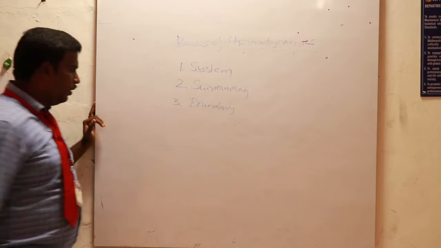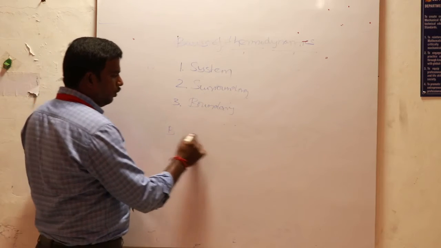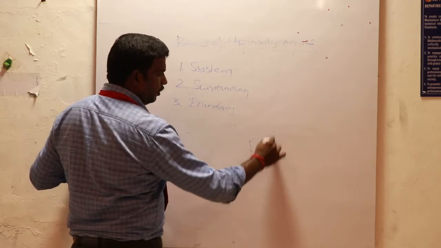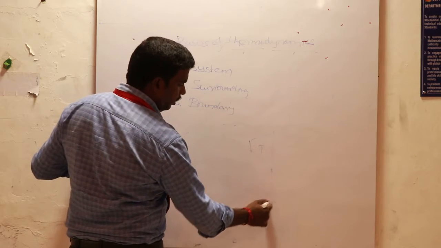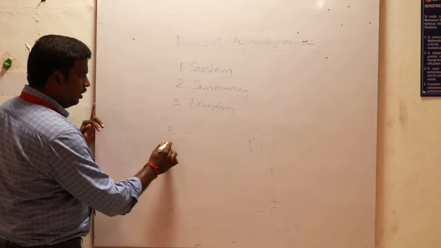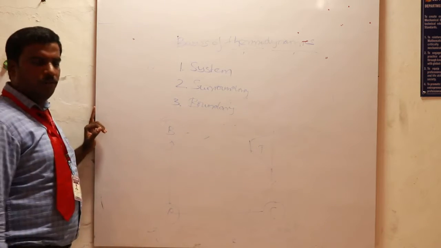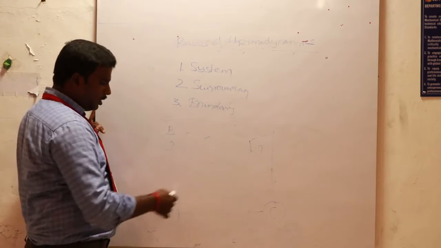Let us take an example of a steam power plant. There are four main parts of a steam power plant, that is boiler, turbine, condenser, and pump. And I believe that in basic sciences you would have learned what a boiler, turbine, condenser and pump are.